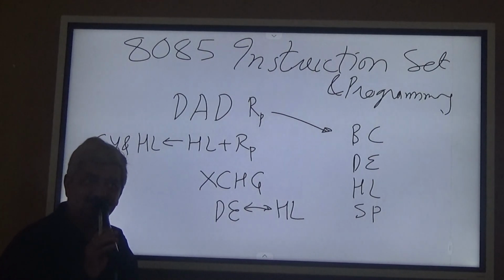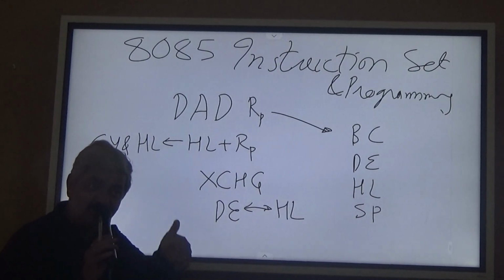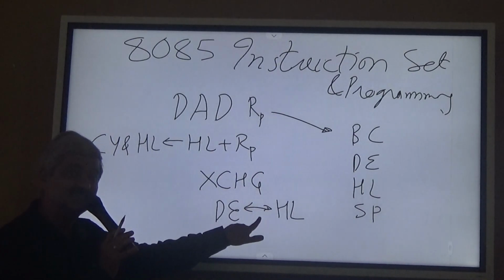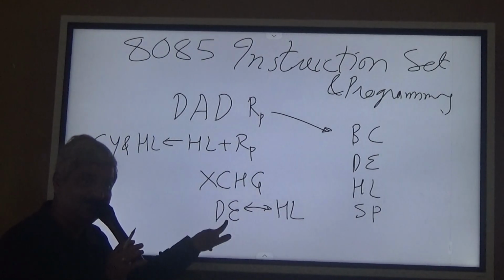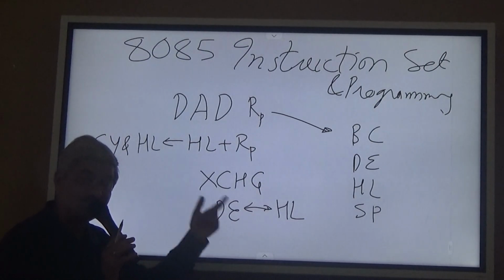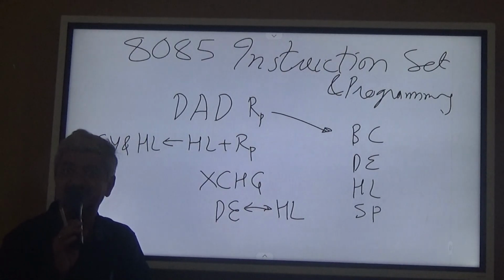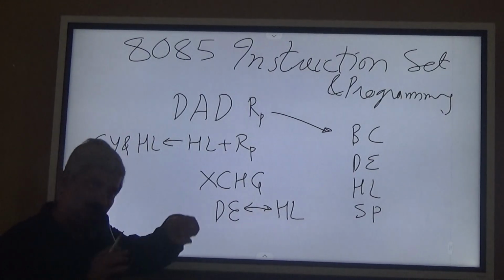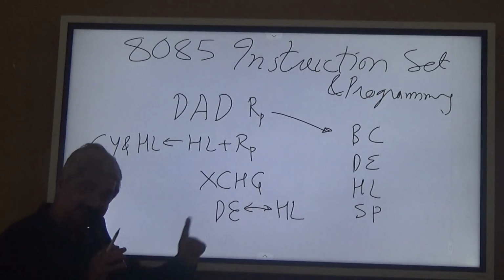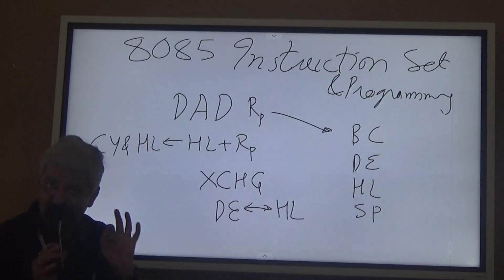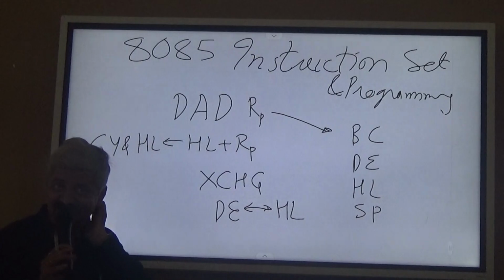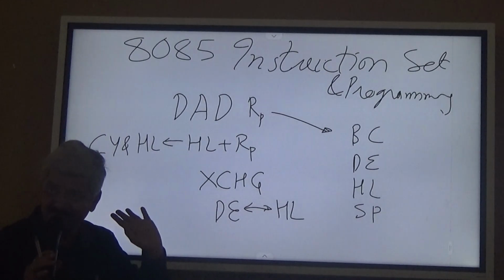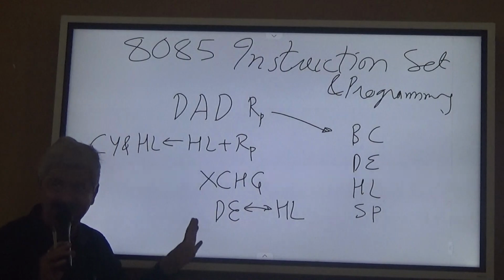Data from HL is stored in the DE pair. And the DE pair data will be lost. So if you put HL to DE, then all of DE will be lost. So how must that be performed? Some must go to WZ, say DE must go to WZ, then HL must come to DE, and then WZ should go to HL. Is it right? It is a 1 byte instruction. No more cycles needed, but internally something will happen like this. Is it okay? So DAD register pair and exchange.